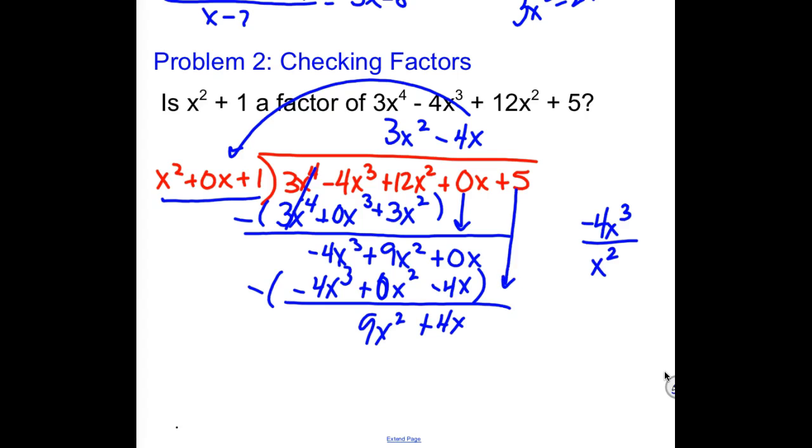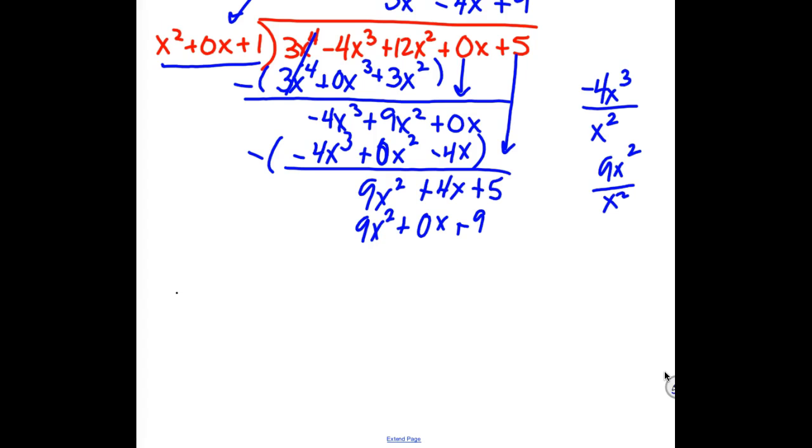And then we bring down our final term, and we go through it one more time. 9x squared, if I divide out the x squared. Okay? It's a positive 9. Make sure you include the signs. 9 times x squared plus 0x plus 1 gets me 9x squared plus 0x plus 9. What do we get when we subtract that? First column's gone. 4x minus nothing. 5 minus 9.